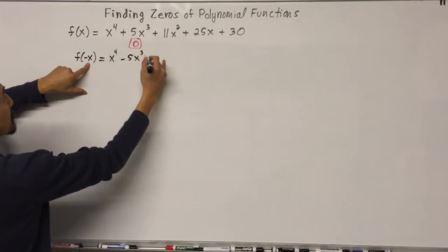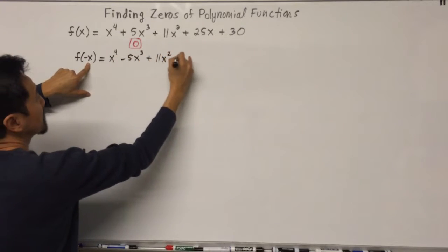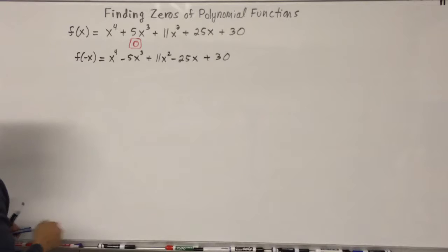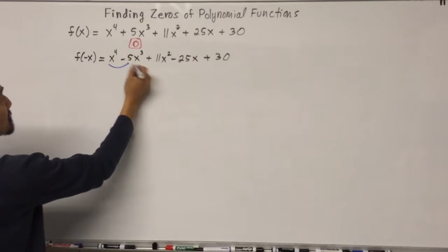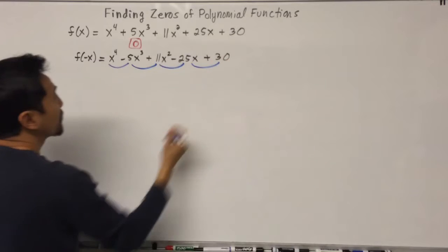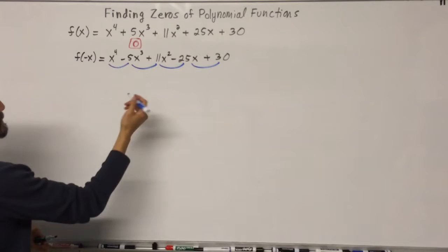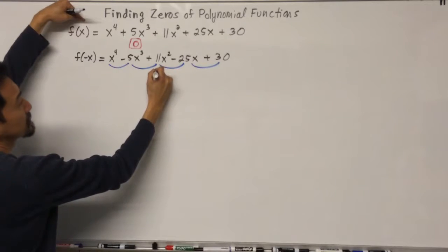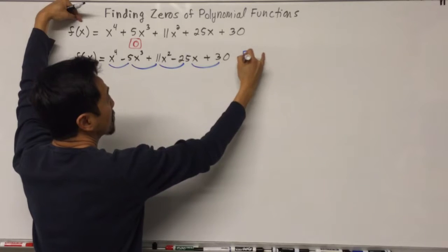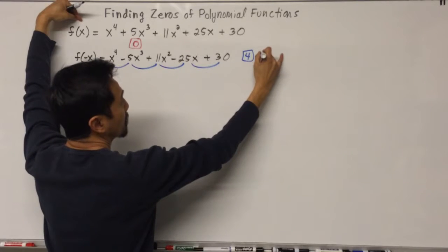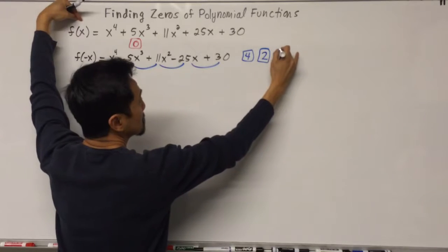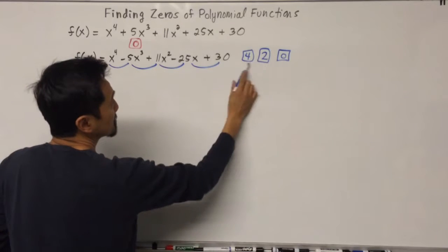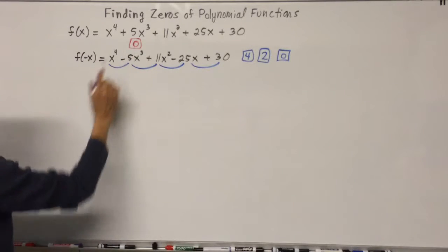When I plug in a negative x into f, I'm going to end up with this polynomial here. And we see that it has 1, 2, 3, 4 sign changes. Okay, so that means that f of x could have 4 negative real zeros, or 2, or 0. Okay, so each of these possibilities in blue will pair up with that in red.